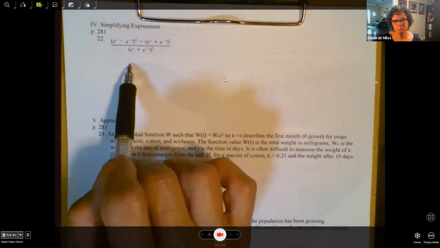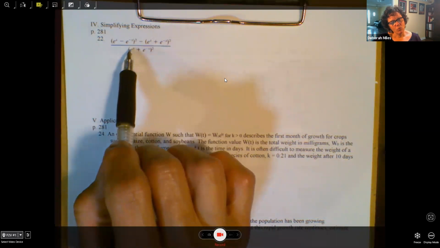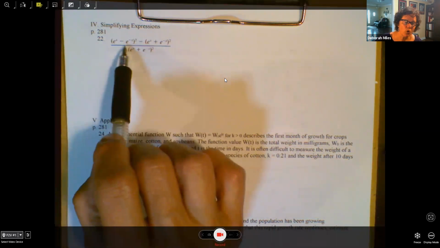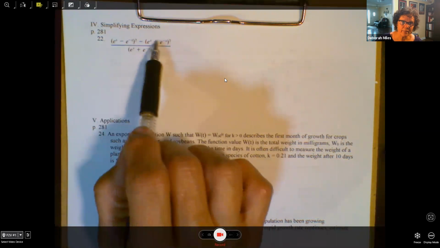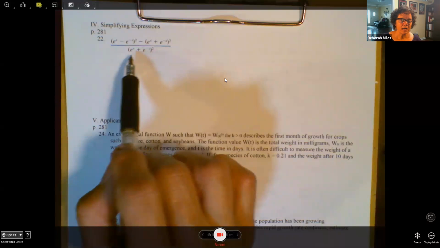So I have a couple different things I can do. Probably what would occur to most folks first is just clear out the parentheses, FOIL this binomial squared and that binomial squared, distribute the -1 and combine like terms.